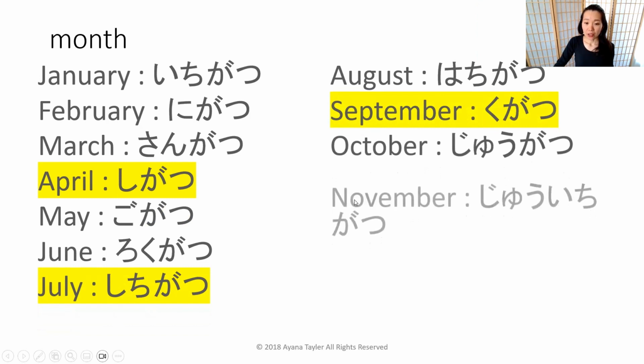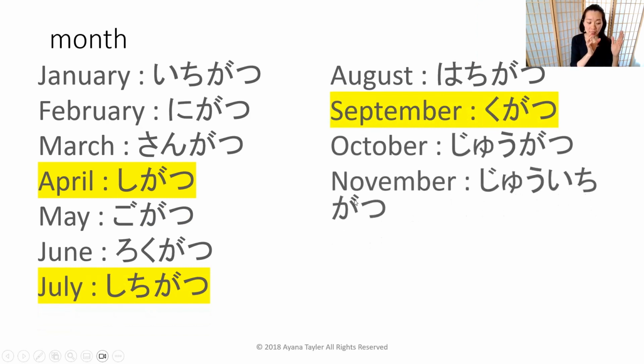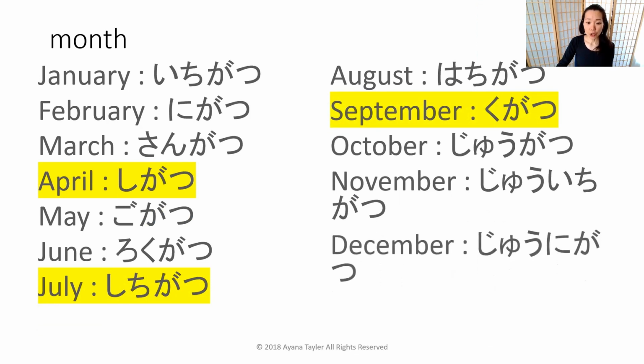October, 10月. November, we will take it as 11. So 11 in Japanese is 11. So we will add 月. 11月. Then 12月. Okay? So let's practice. Go through. Repeat after me. 1月. 2月. 3月.